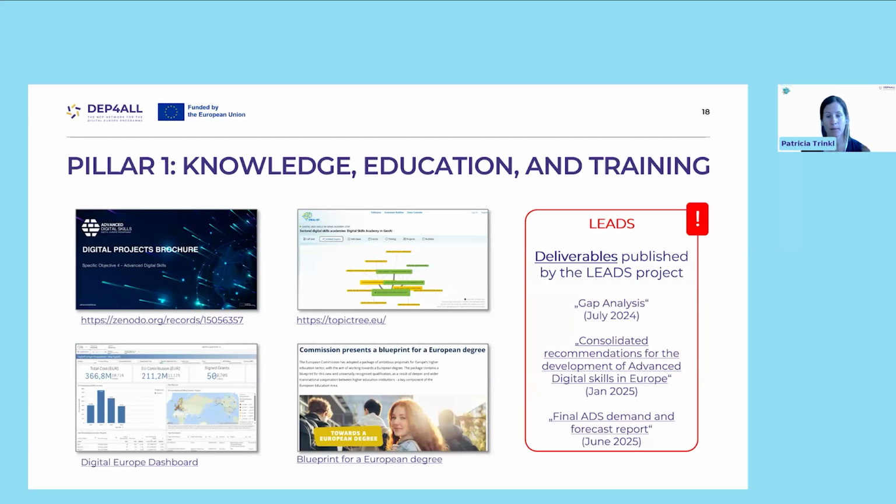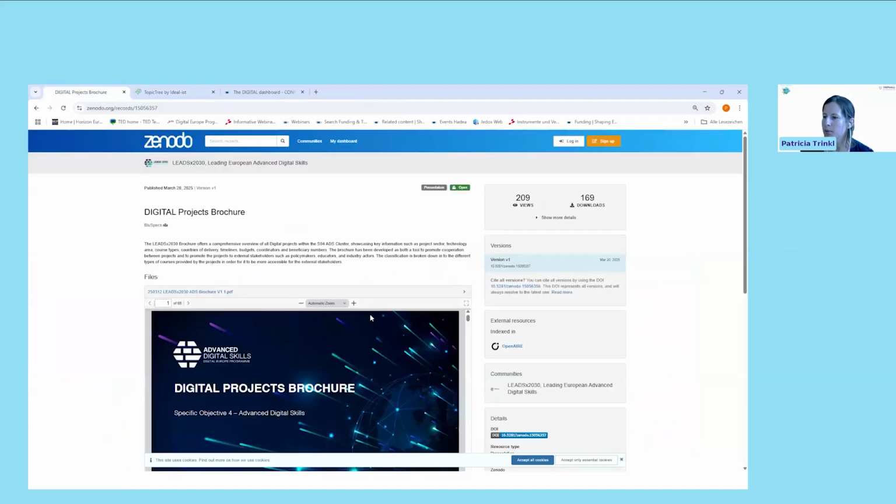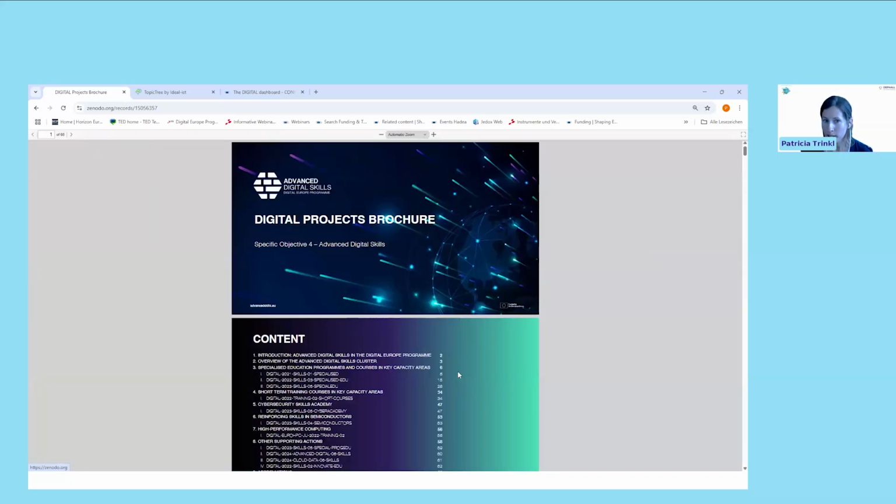Okay, and then when you want to get some idea what happened so far, are there some best practice examples, some projects where to look? You have various sources, and I'm a really big fan of jumping directly into the examples. So I will switch now to, and I hope it works. Yes. You should be able now to see my screen, and you should be able to see the digital project brochure. So this brochure was developed by the LEAD project, and this gives you a really good overview.